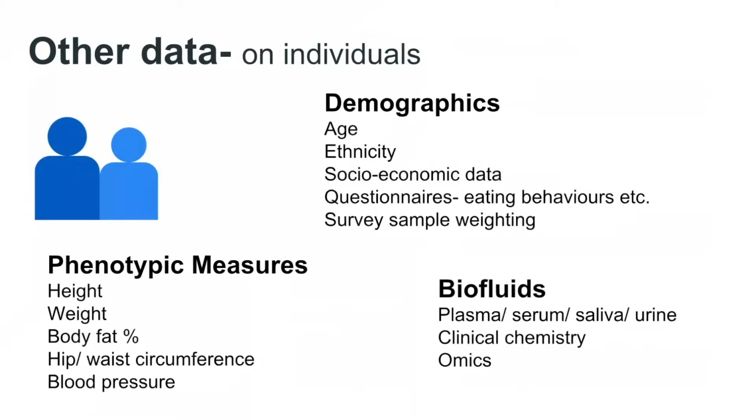And then lastly, surveys can also collect data on their individuals. These can include demographics, so things like age, ethnicity, socioeconomic status. We can also take phenotypic measures, so anthropometry like height and weight and blood pressure, or biofluids, so we can look at the traditional clinical chemistries like blood counts or total cholesterol, or these plasma and serum can be applied for omics techniques, and there's some really interesting studies coming out in this area.